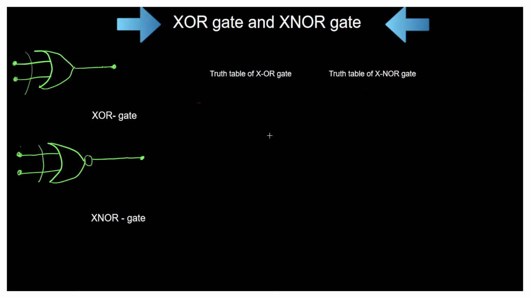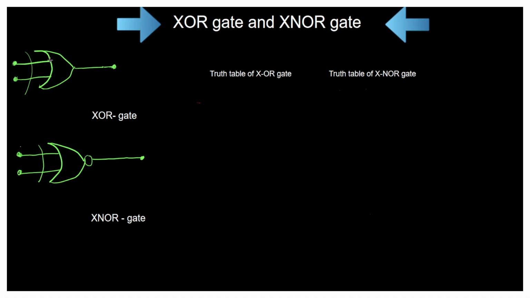So in the last video, we learned about NAND gate and NOR gate and constructed their truth tables. So today our topic is XOR gate and XNOR gate, and we are going to construct the truth table of XOR and XNOR gate. Okay, so you can see on the screen there are two gates, this one is called XOR gate and this one is called XNOR gate.